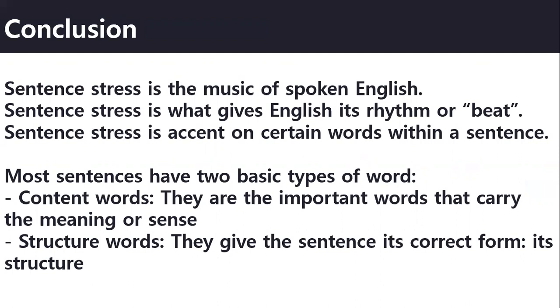Most sentences have two basic types of words. Content words, they are the key words of a sentence. They are the important words that carry the meaning or sense, the real content. Structure words, they are not very important words. They are small, simple words that make the sentence correct grammatically. They give the sentence its correct form, its structure. So in the example above, content words are sell, car, gone, Germany, and structure words are everything that we have added in order to make the sentence more coherent.